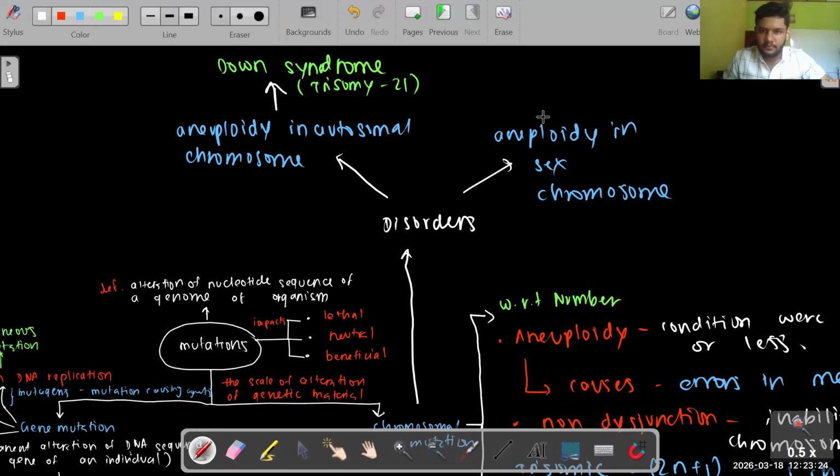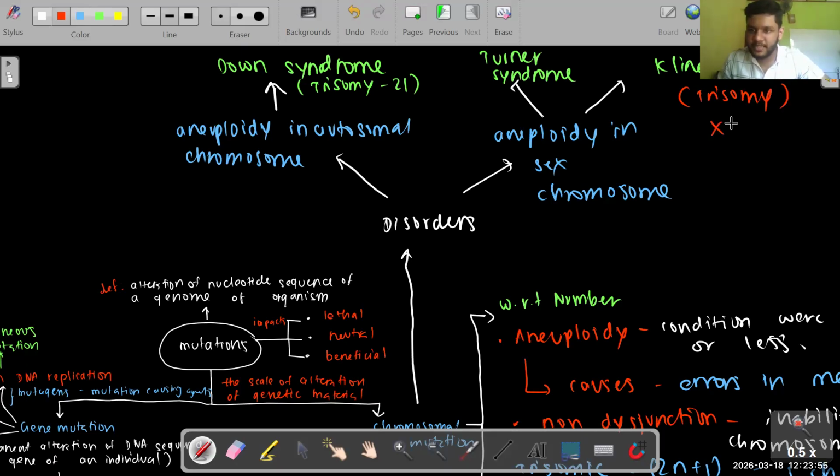Here we'll be dividing it into two. There are two disorders. What are they? First one is Turner syndrome, and the other one is Klinefelter. Klinefelter is simply a trisomic condition, trisomy. At the same time, it has a genotype of XXY. These individuals have a genotype of XXY.